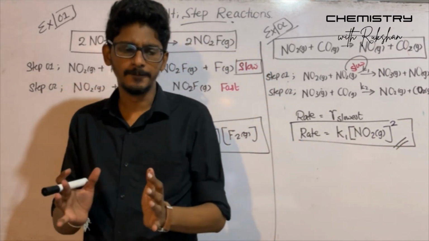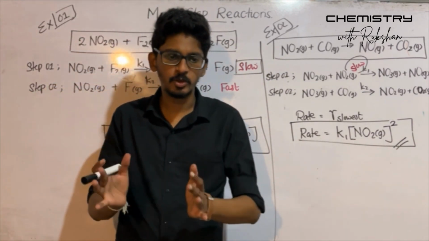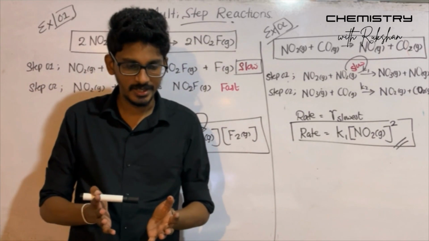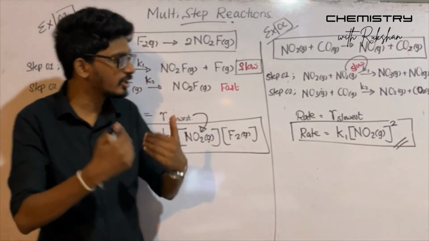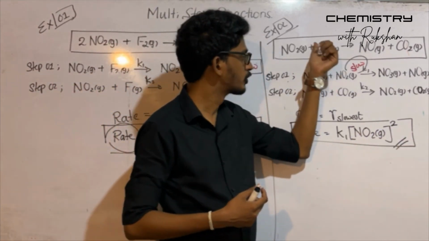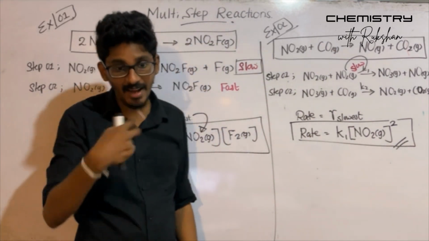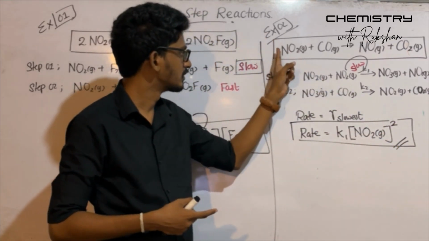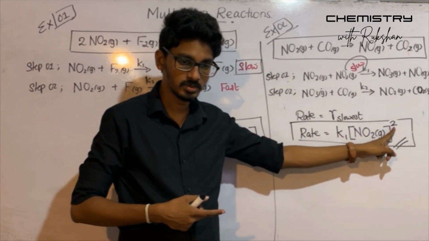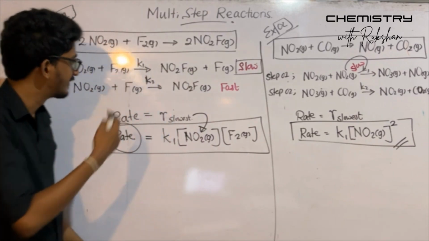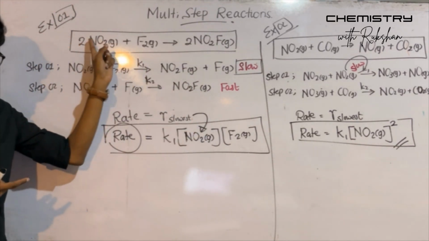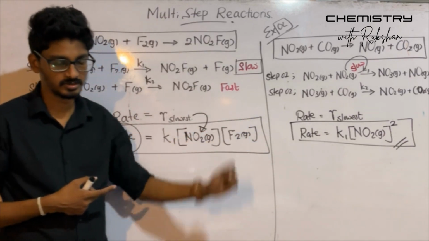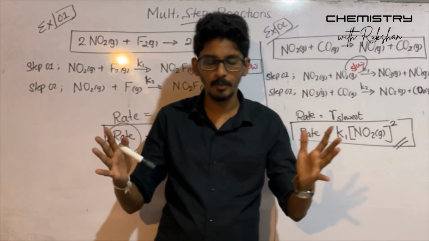Right? So, order with respect to reactant in a multi-step reaction may or may not equal the stoichiometric values. It could be 0 even. It could be a value greater than the stoichiometric value. Here it is only 1, it is 2. It could be a value less than the stoichiometric value. It could be a value similar to the stoichiometric value. All the things are possible with multi-step reactions.